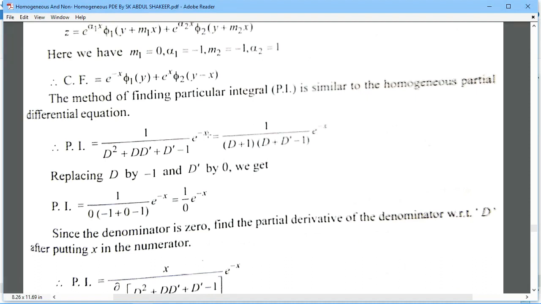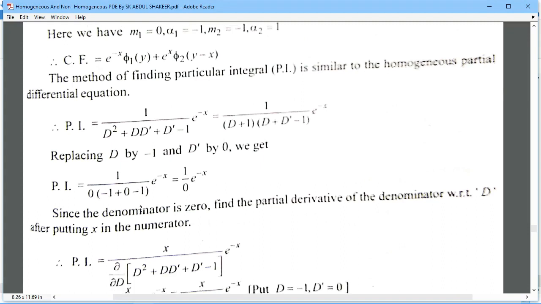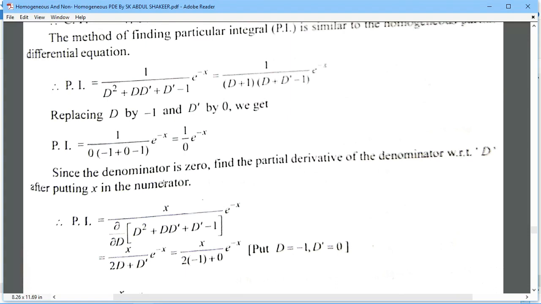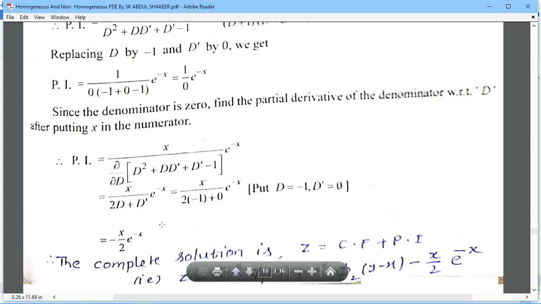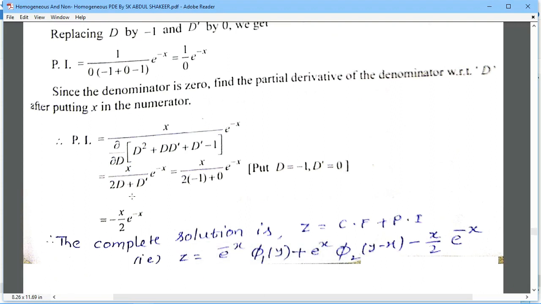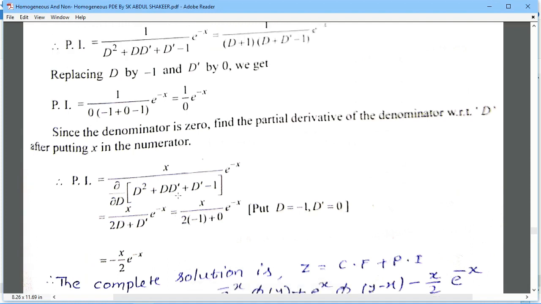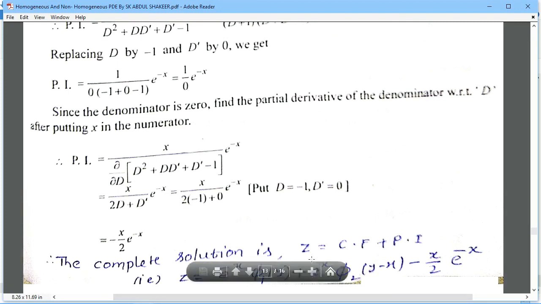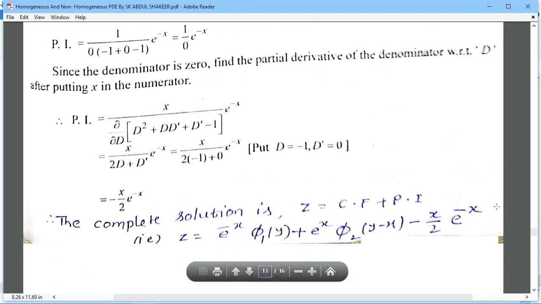Now replacing D equal to a and D' equal to b, that is D with -1 and D' with 0. So replacing these values, clearly the denominator value is 0. In such a case we have to use the general method, that means the case is known as a failure case. Here we have to differentiate the denominator function with respect to D. Now putting D equal to -1 and D' equal to 0, we don't get 0, so we get a non-zero number. So it is the required particular integral. The addition of CF and PI gives the required complete solution.